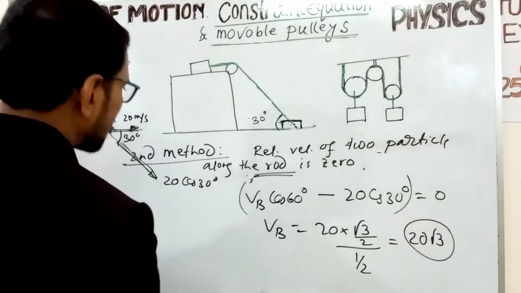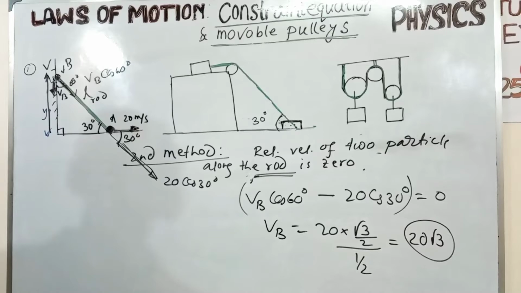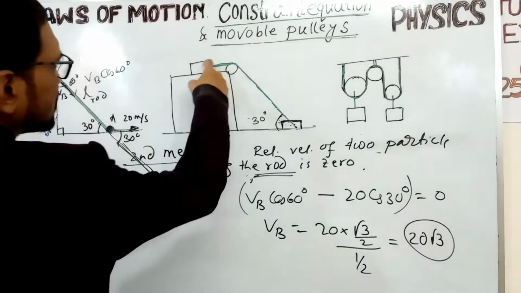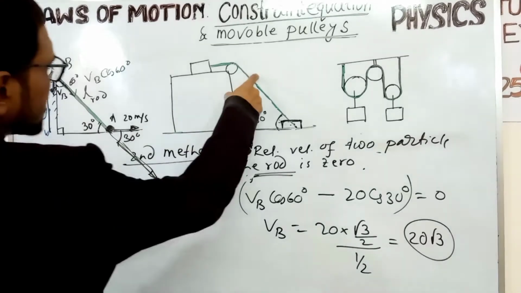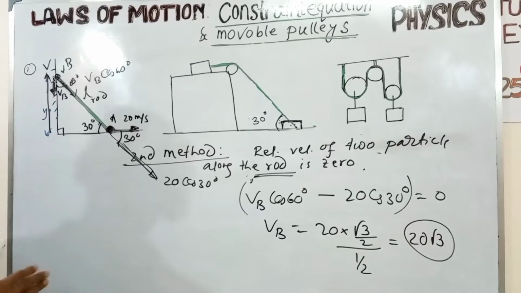So this is the second method, that is relative velocity along the rod. Here, if we take the relative velocity along the string, it will be 0, because the length of the rod or string is constant, it does not change.